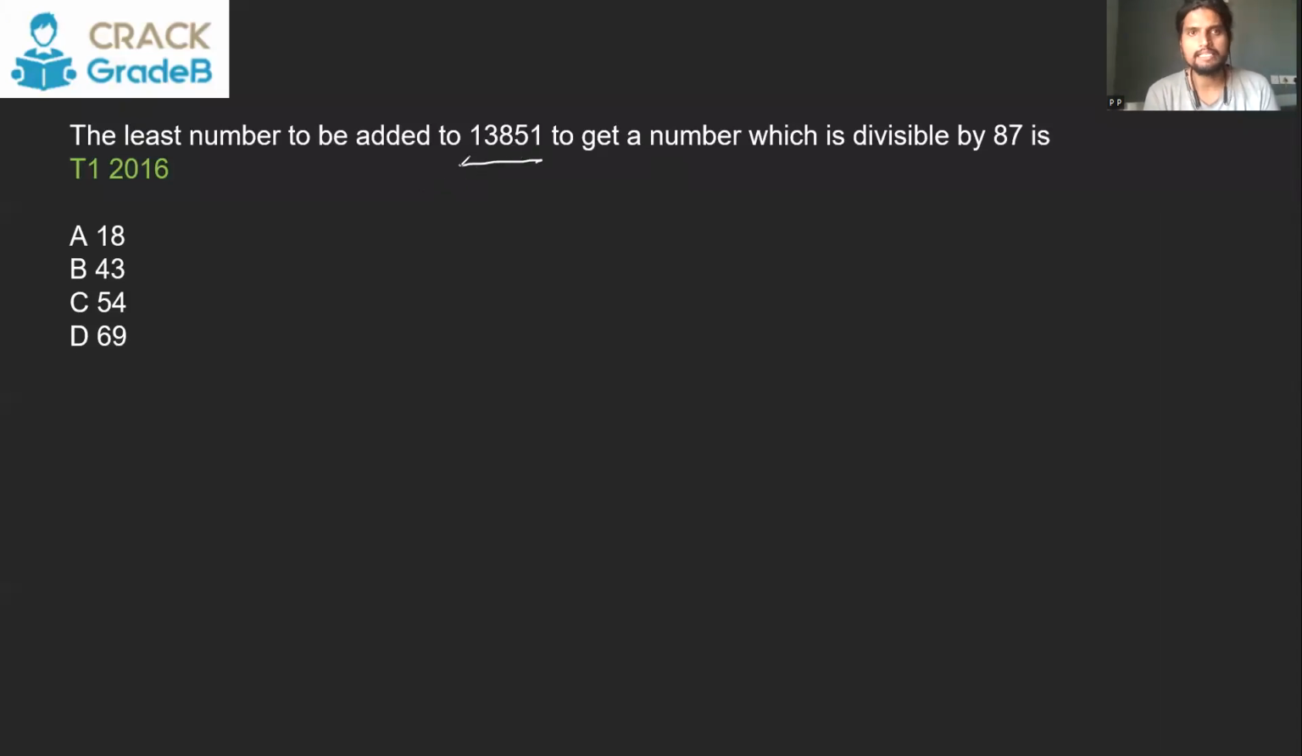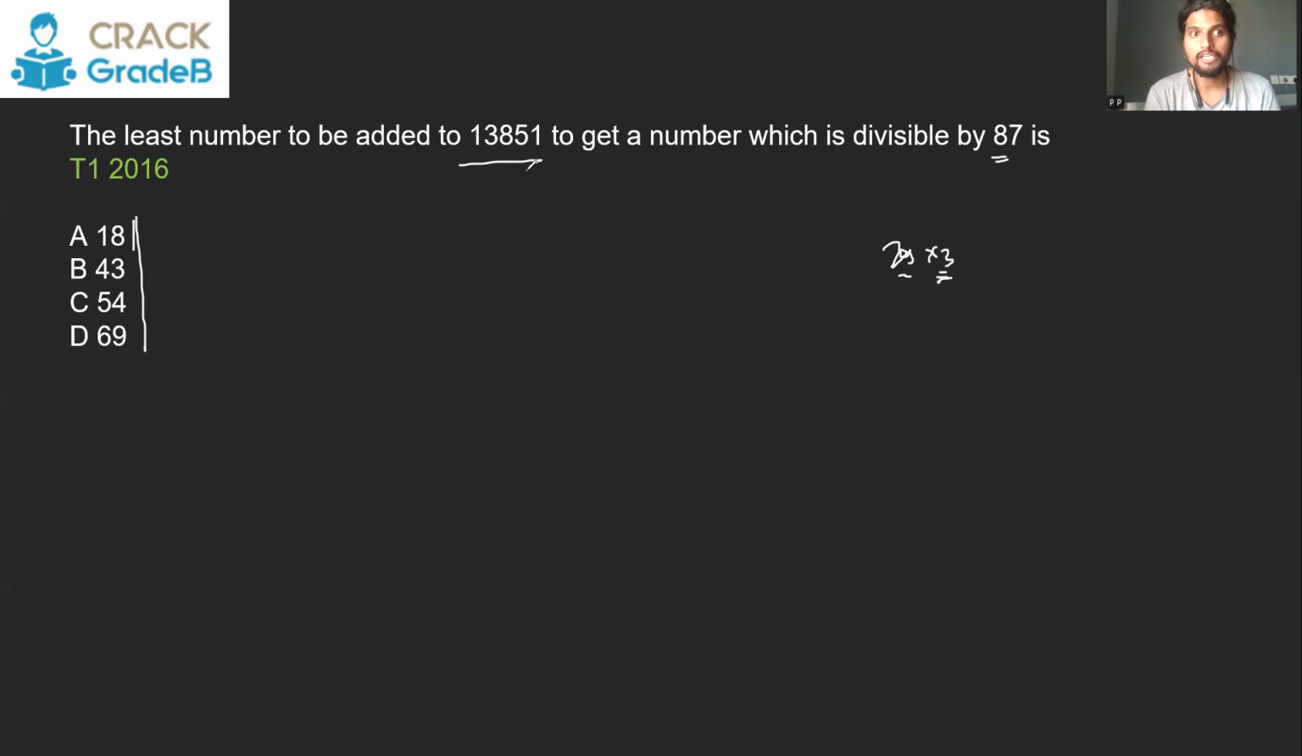So first of all, for this exact type of question, you can just check the options. Besides, what is 87? 87 is 29 into 3. That means what number should be added so that it is divisible by 29 also and 3 also.